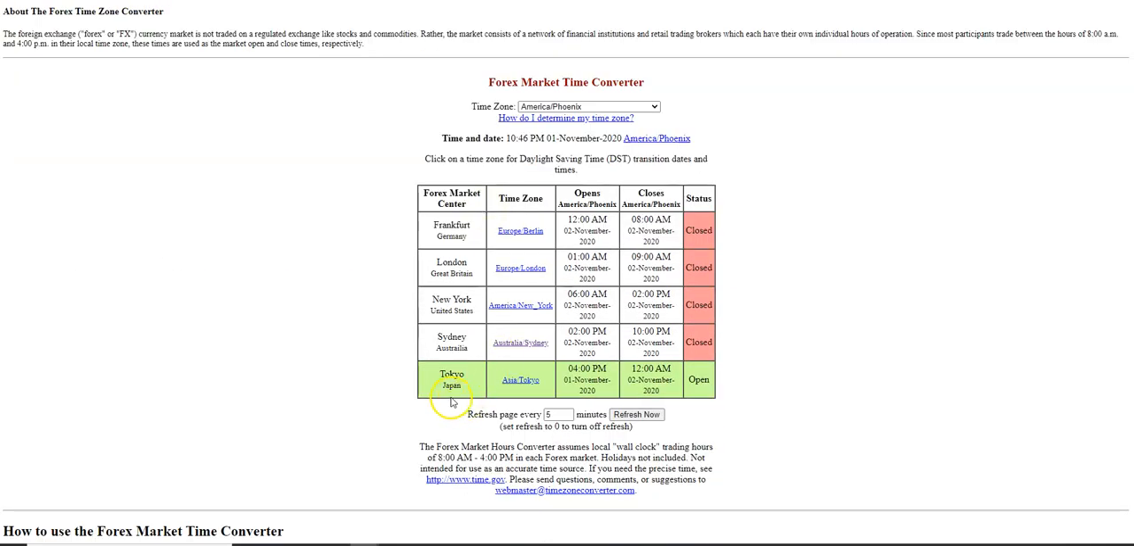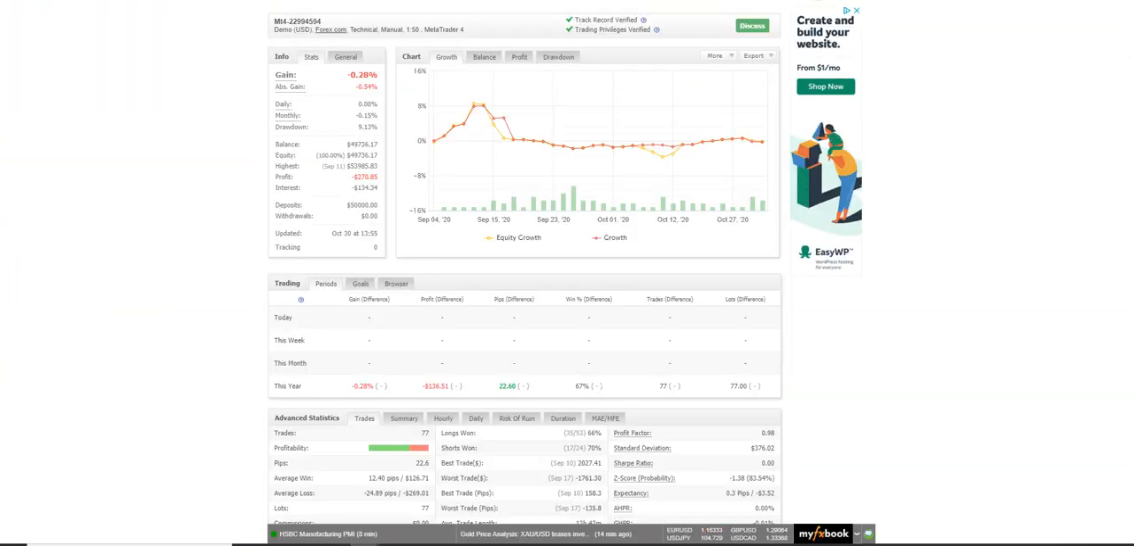So where are we at? Right now Tokyo's open. I'm not gonna do any trading tonight. That's that. All right, let me see what else I can talk to you guys about. Hmm, really nothing, I guess.